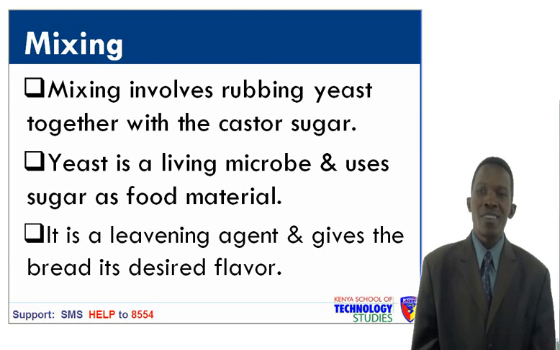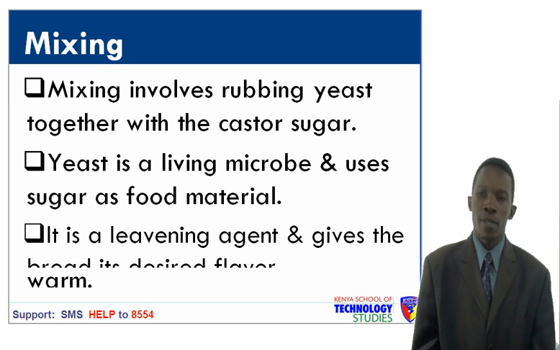Mixing involves rubbing yeast together with the castor sugar. Yeast is a living microbe and uses sugar as food material. We know every living thing must feed. So the sugar is the food for the yeast that we use in bread making. Yeast is a leavening agent and it gives the bread its desired flavor.